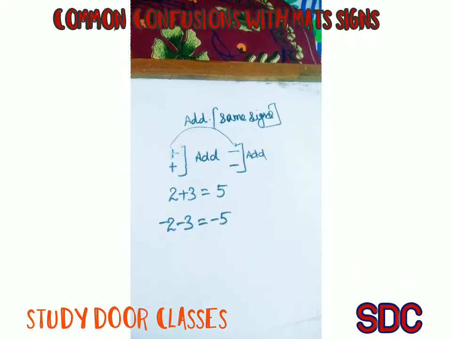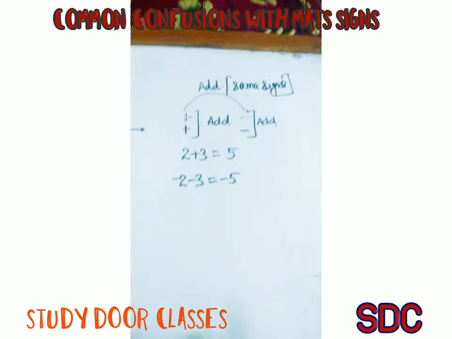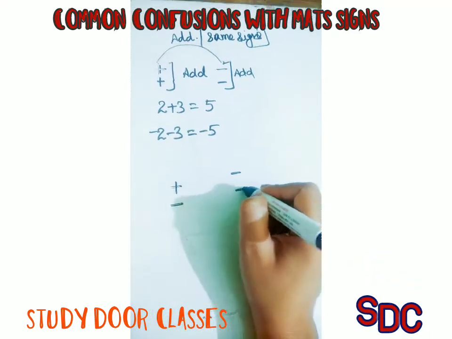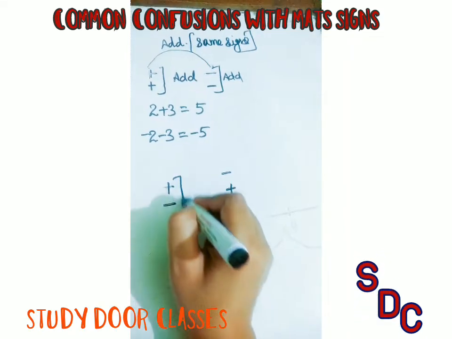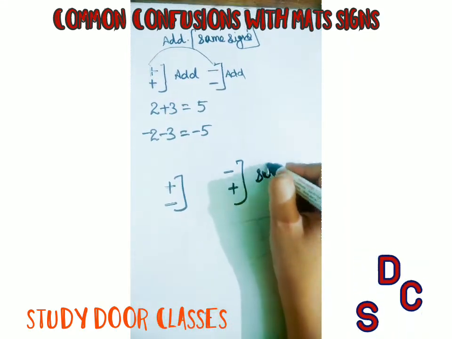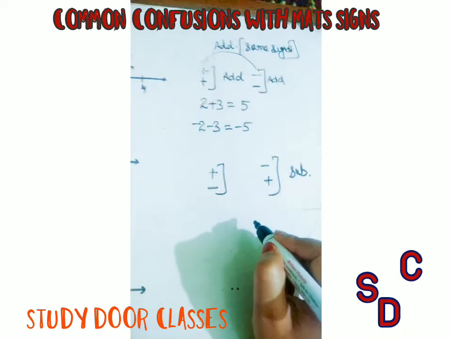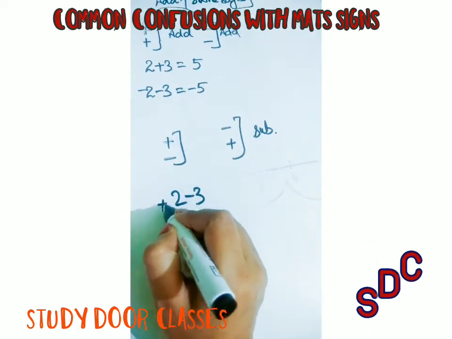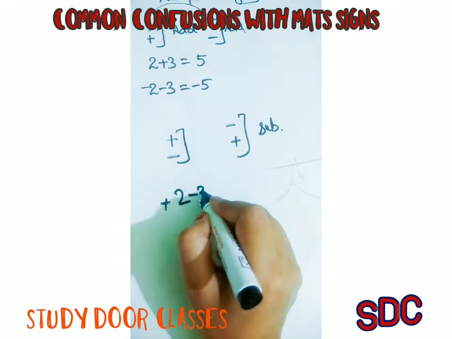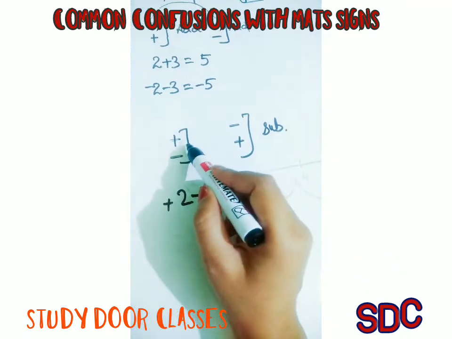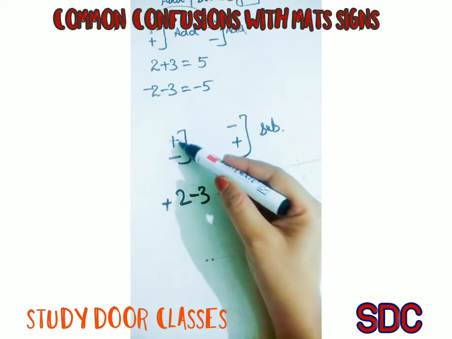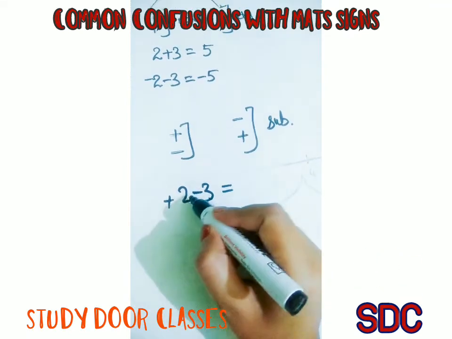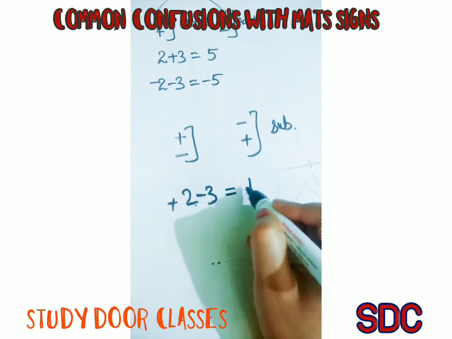Or when signs are different, then what will we do? When signs are positive and negative, or negative and positive, we will subtract here. Let's take an example, just like 2 minus 3. The first number is positive and the second number is negative, then we will subtract. 2 minus 3 is equal to minus 1.